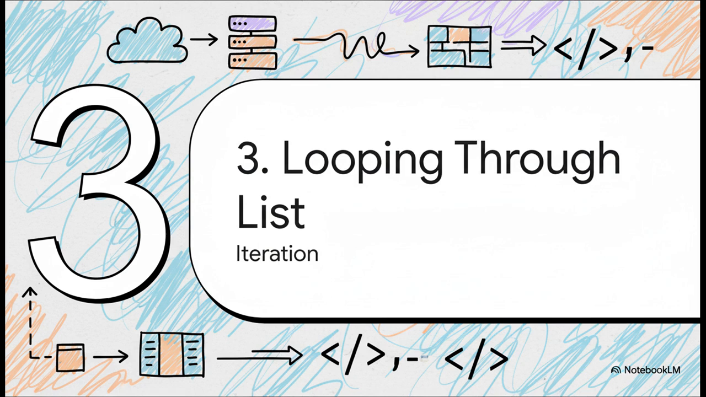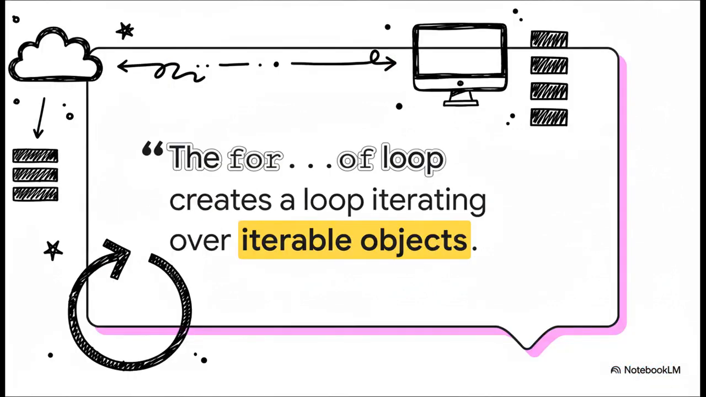So we have our list, this array full of product information, but right now it's just a container. To actually do anything with the items inside, we need a way to go through that list, one by one, and look at each item individually. And that process is what we call iteration, or more simply, looping. So how do we do that?